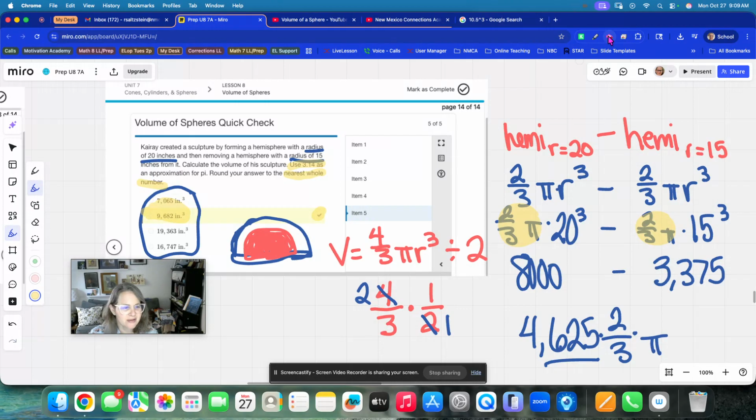All right, guys. Have fun with this. I think this is a fun formula. I think you're going to like it. You're going to be like, I love the volume of a sphere. I love it.